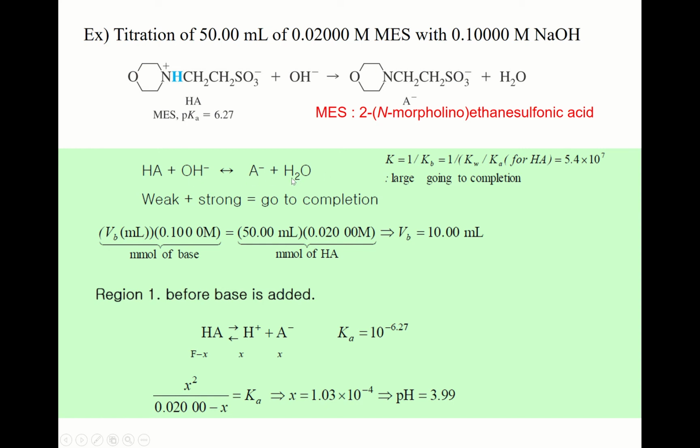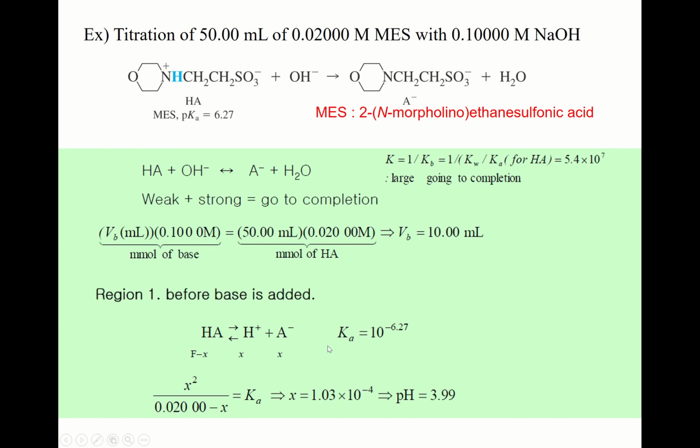Here, the equilibrium constant K equals what? The inverse of Kb. Since Kb is Kw divided by Ka, and Ka is 10 to the minus 6.27, we can easily calculate the equilibrium constant for this reaction, which is 5.4 times 10 to the 7. Wow, this is a very big number. So we can simply say this reaction goes to completion. We don't have to consider the reverse reaction.